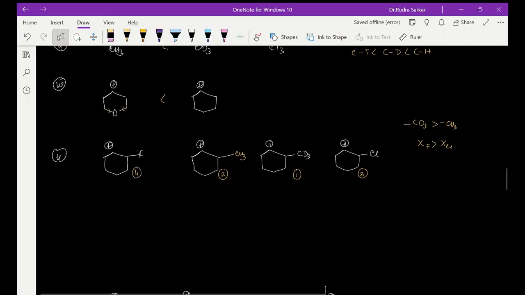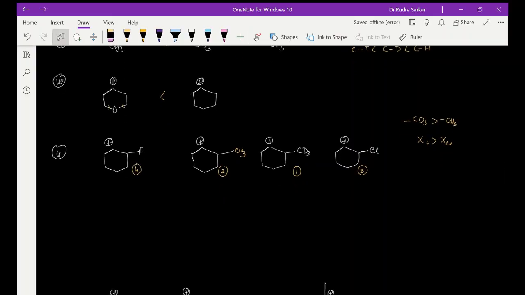So the decreasing order of carbocation stability, we will say will be 1, followed by 2, followed by 3, and followed by 4. That should be the decreasing stability order. Next.